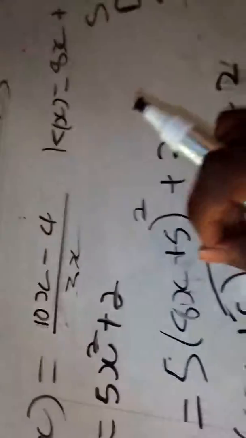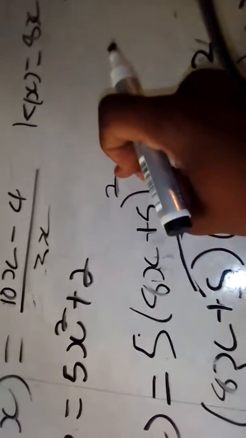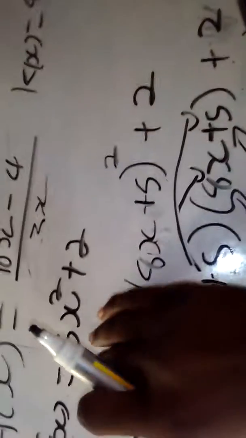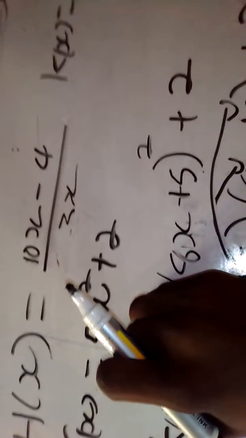Now we're at the part where we have to do another distribution with this 5 outside. So we have 5 bracket 8x plus 5, all squared, but we have a square here, so this is the problem. We can't distribute the 5 inside yet, so we have to expand. Let me just hide this. We have to expand this now: expand the 8x plus 5 all squared.